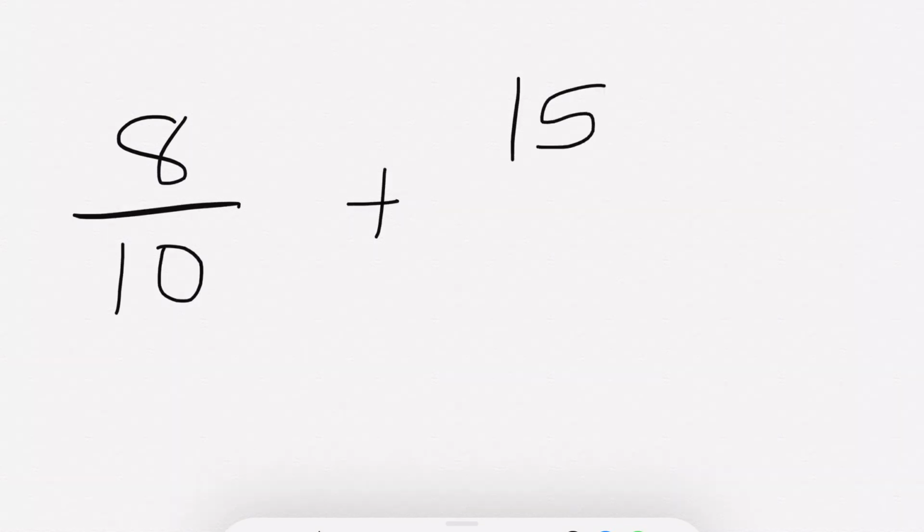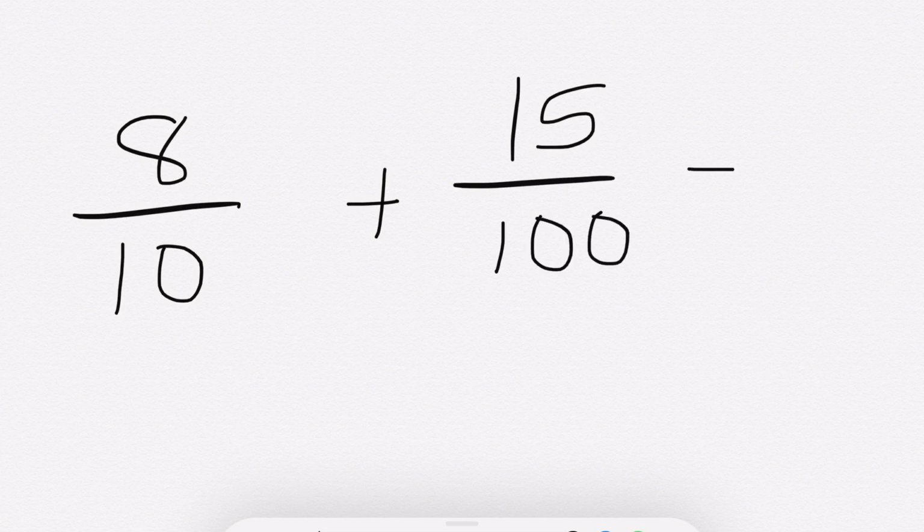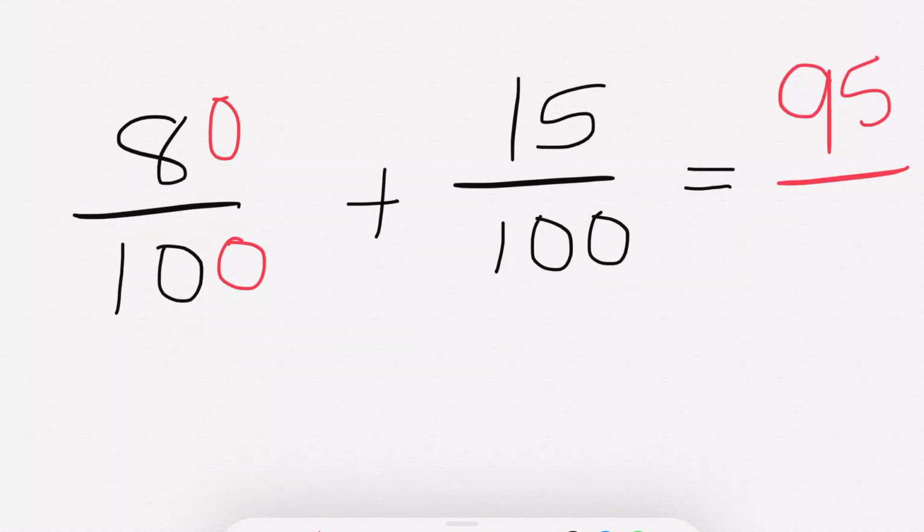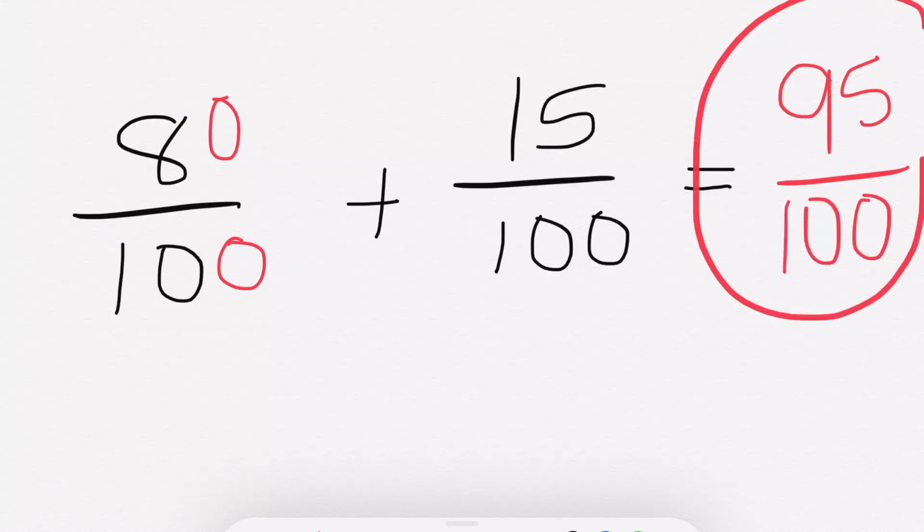So we're going to do one more practice just to make sure that we've got this down. So last one, we're going to do 8 tenths plus 15 hundredths. Well, I can't add these together yet because my denominators are not the same. So how do I make the denominators the same? Well, I can use my zeros trick. 10 times 10 gives me 100. 8 times 10 gives me 80. Now I can add these up. 80 plus 15 is 95. And I keep my denominator the same. 95 over 100 is my final answer.